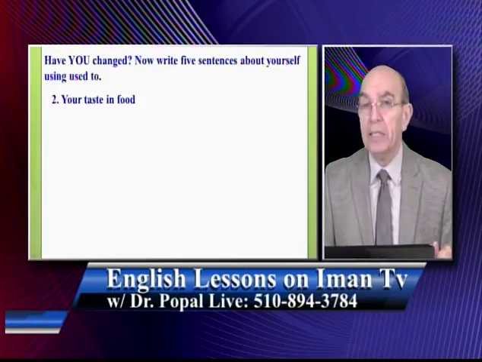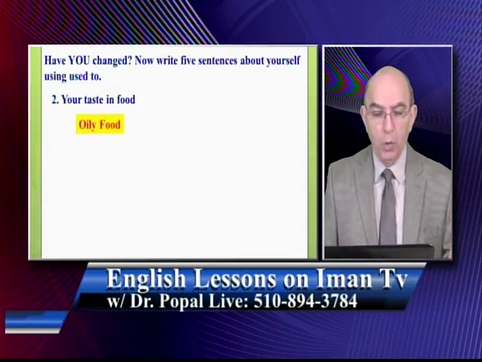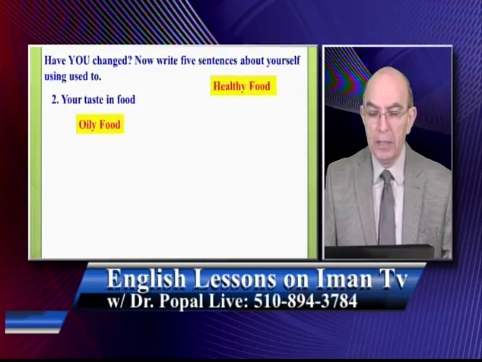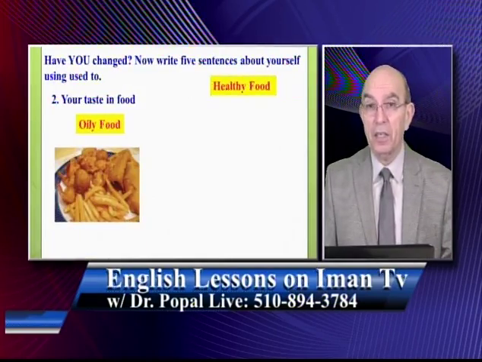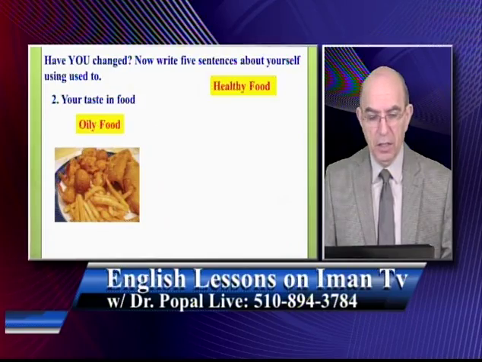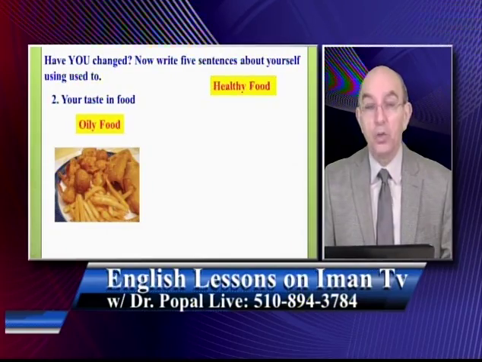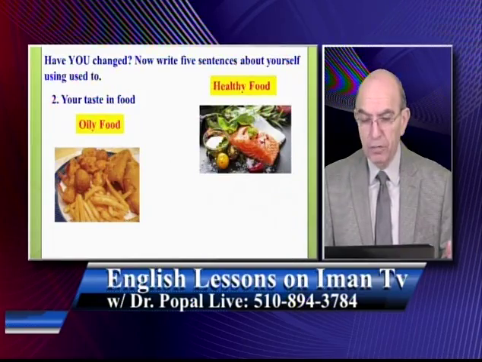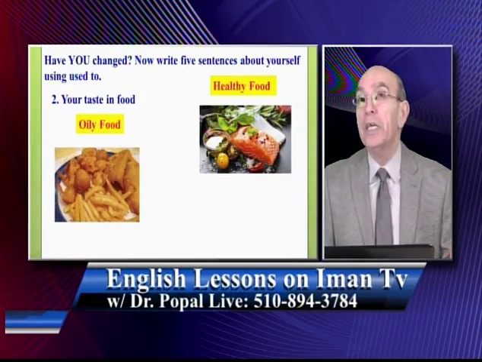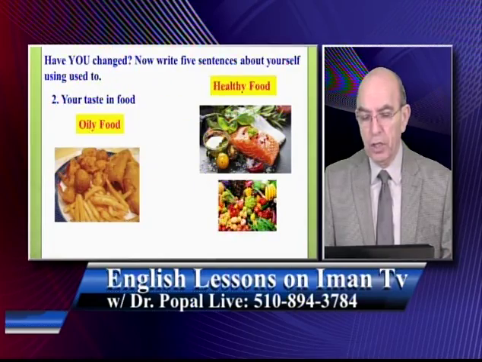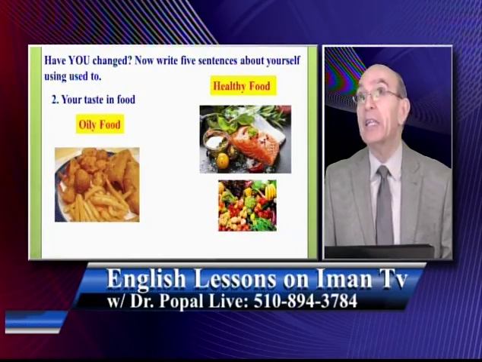Again, remember, you have two choices. One is what? Oily food, and the other one is what? Healthy food. Example of oily food is this: French fries, and also chicken, which is kind of what? All made in oil. So it's all oily food, which is not healthy. And then healthy food is what? You eat a lot of vegetables and fruit and fish that's healthy.